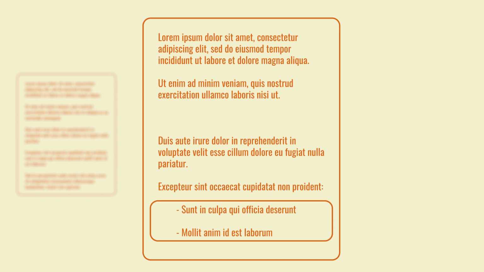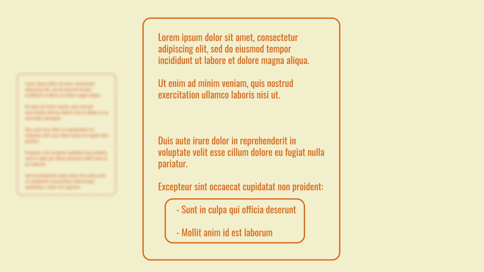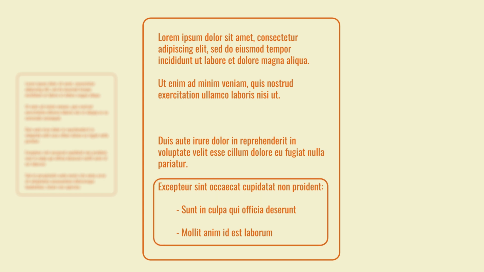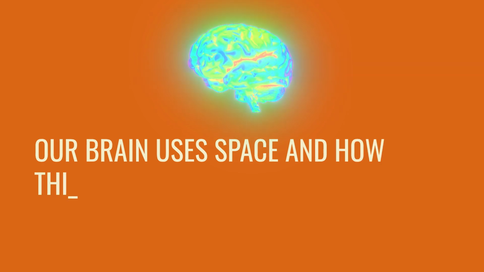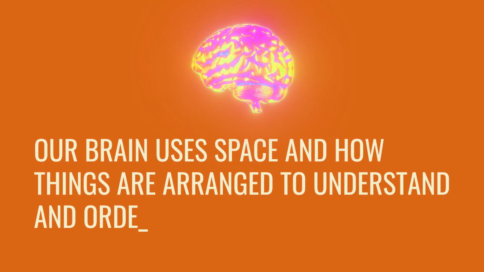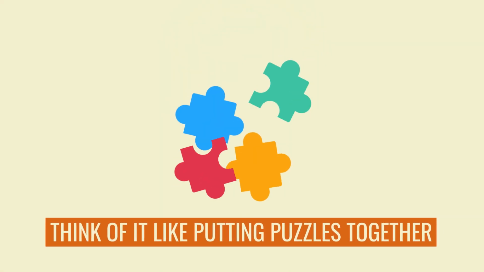Also, if one of these lists has words that are a bit indented, it's a way to show that some of the words belong together and support another idea in the list. Our brain uses space and how things are arranged to understand and order information. Think of it like putting puzzles together.